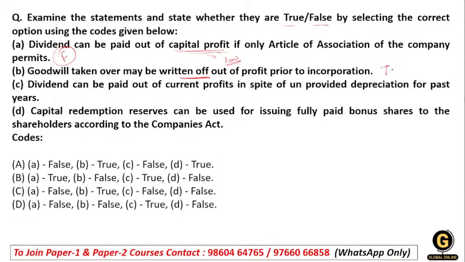Now the third statement, statement C: dividend can be paid out of current profit in spite of not having provided depreciation for the past year. So this is false, because dividend should not be paid if there is unprovided depreciation from the past year, as this provision is given in the Companies Act. Okay, so that's why this is false.